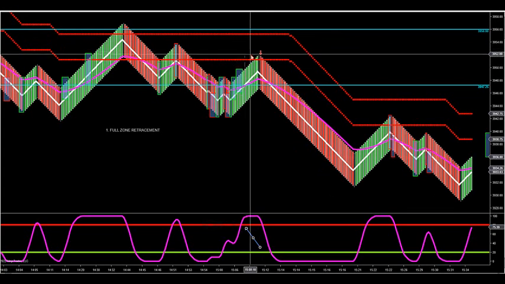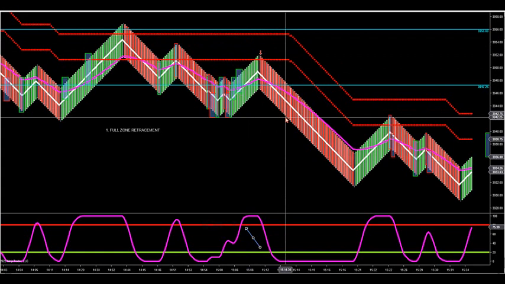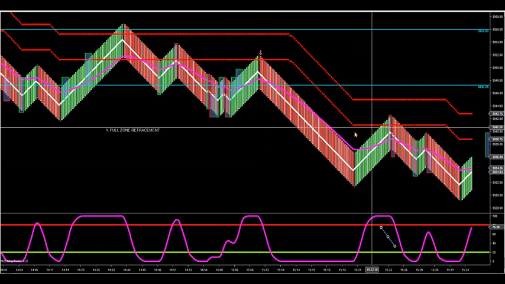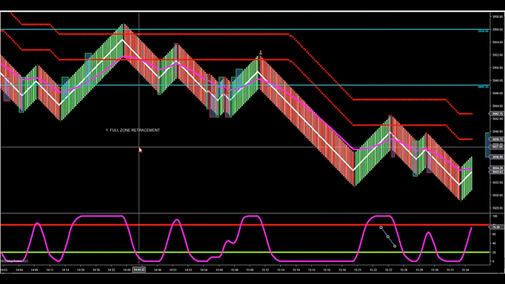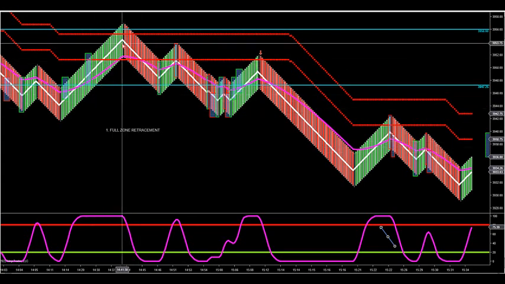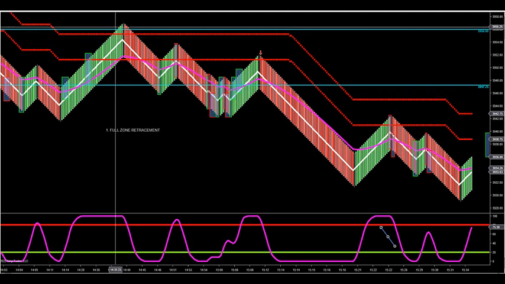I know a lot of you trade the NASDAQ futures. It sometimes will just touch right on this lower or upper and then roll over. And then we go over here again. We get above 80 and we touch the zone. So that's a full retracement zone, all right? And what that is, we're looking for a pullback or retracement inside a high probability area for a reversal.